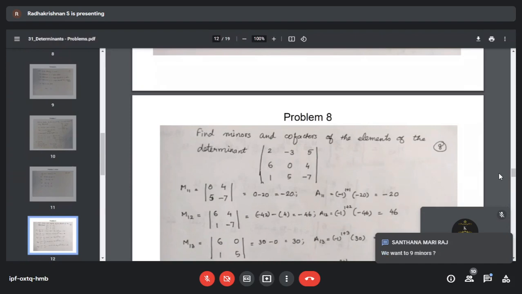We want 9 minus. Yes, for all the elements we have to determine the minors and cofactors. 9 minors and cofactors. Yes.